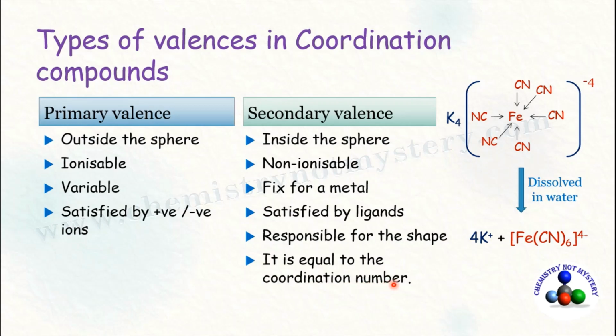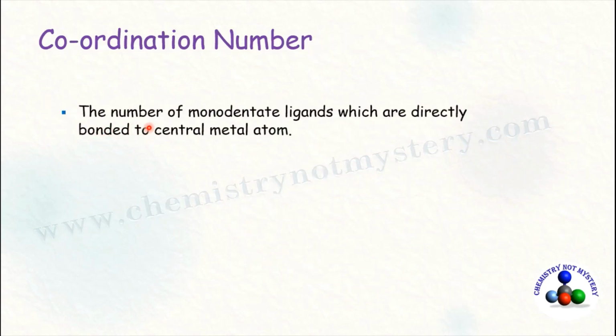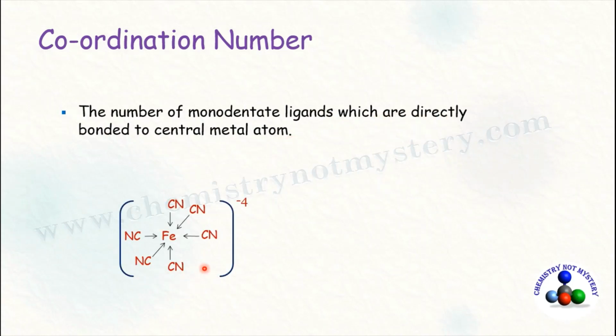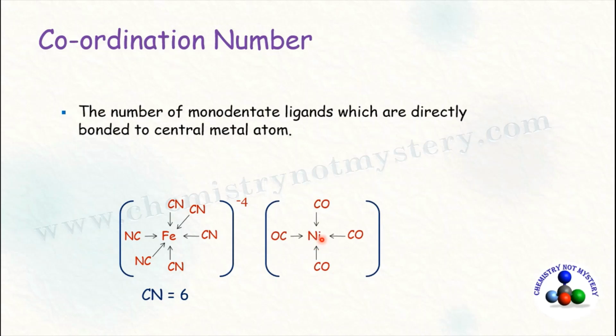Let's try to understand what the coordination number is. Coordination number is the number of monodentate ligands which are directly bonded to the central metal atom. For example, in this ion, cyanide is a monodentate ligand and here there are 6 monodentate ligands. So the coordination number of Fe will be 6 in this ion. Now come to the next example. Here nickel is coordinated with 4 carbon monoxide molecules. Carbon monoxide is also a monodentate ligand. That's why the coordination number of nickel in this molecule is 4.